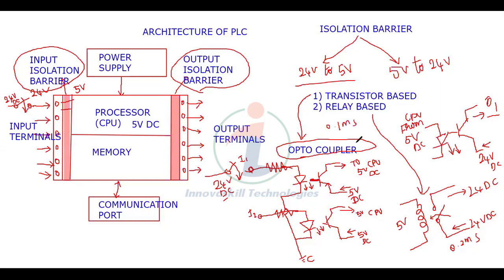Like that, compared to relay based, transistor based will be much faster. Here this I have given for some example only, but this will not be the exact thing. Based on the different type, this time also will be changing. But compared to relay based, transistor based will be much faster. So whenever you need a faster response in the process, they will be choosing this transistor based PLC only. So this is the function of isolation barrier.